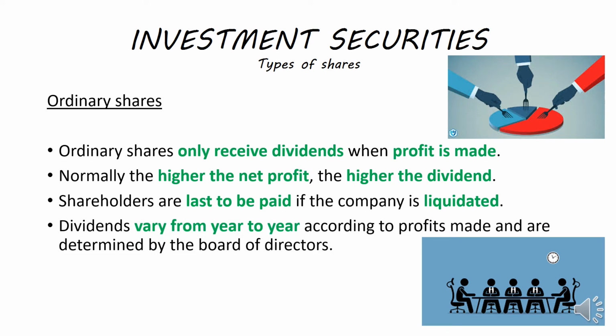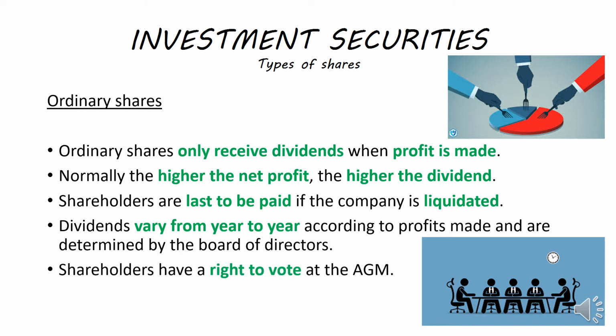Obviously dividends will vary from year to year because it depends on the profits that are made by the company. Depending on how big the profit is for that financial year, the board of directors will decide how much the dividends will be that they're going to pay out. So the dividend is not going to stay the same every year. It is not predictable and dependable. If the company makes a profit and if the board of directors decides to pay out a dividend, only then will they receive a dividend, and the value of that dividend will vary from year to year.